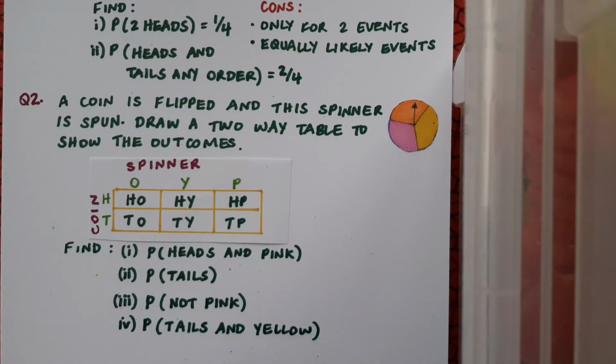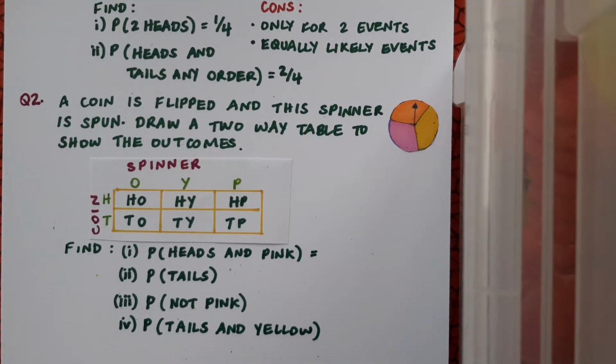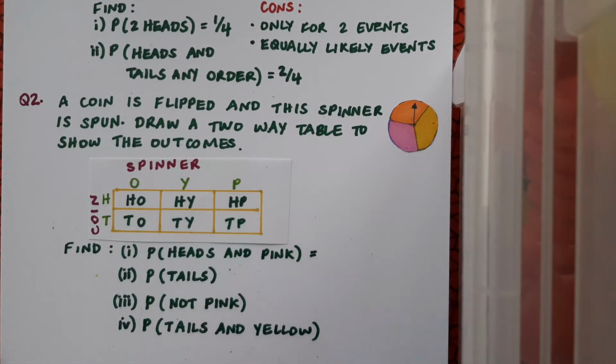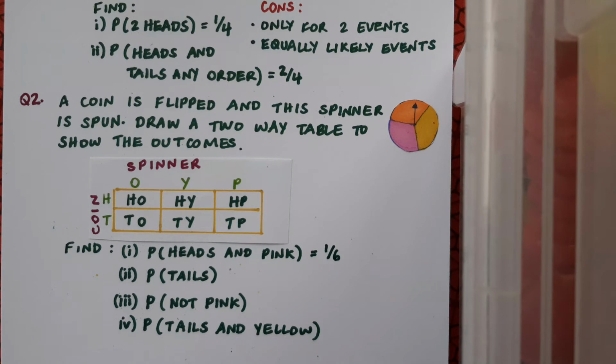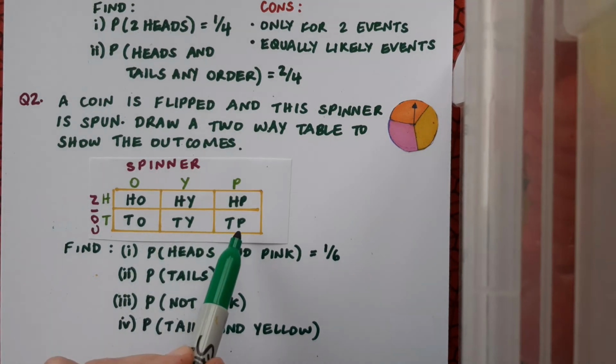So here are 4 quick questions for you now to do. Pause the video here, answer these, and then play and see if you're correct. So for the first one, probability of heads and pink. Well, I've got 1 favourable outcome out of a grid of 6. So the probability is 1 over 6. For probability of getting tails, well, there are 3 boxes that have a favourable outcome for that. So 3 out of 6.